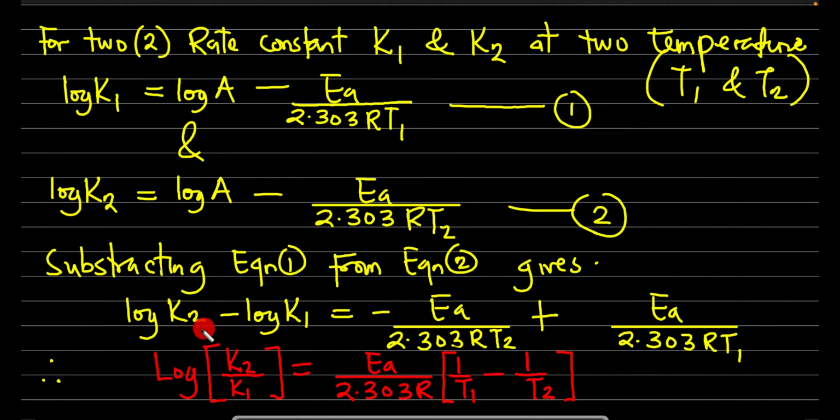Now in indices, log subtraction can be written as division. So log K2 minus log K1 can be written as log of K2 divided by K1. Since both of them have log, we take one of them out and put the rest inside a bracket. This is equal to, now you rearrange this, the positive comes to the left, the negative goes to the right. Now when you collect like terms and factorize EA all over 2.303 R out, we now have 1 over T1 minus 1 over T2.